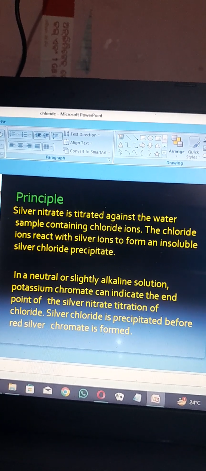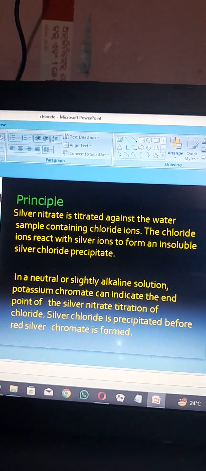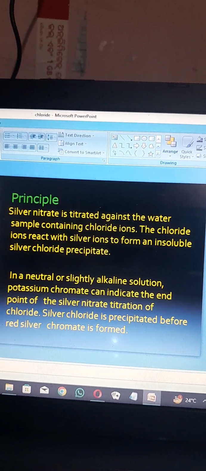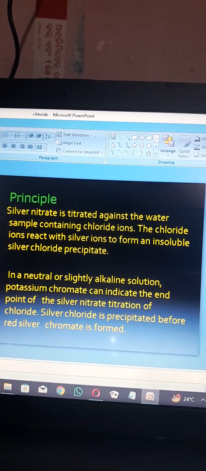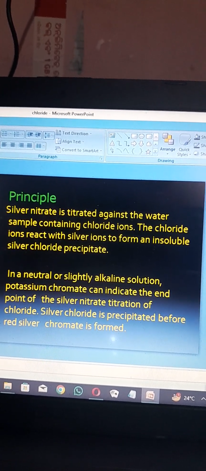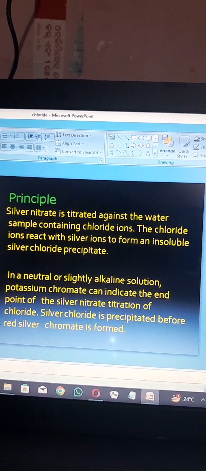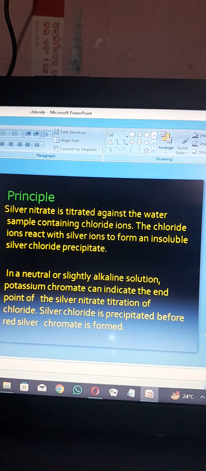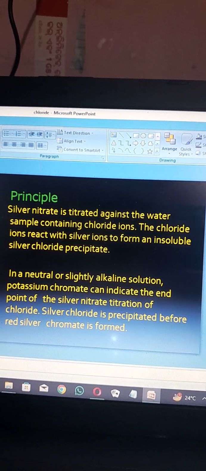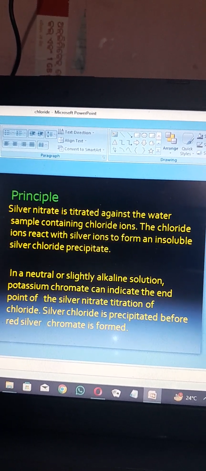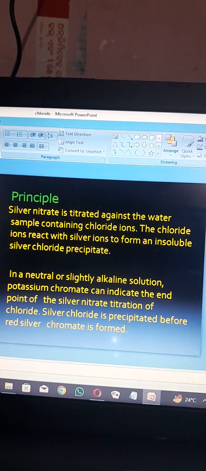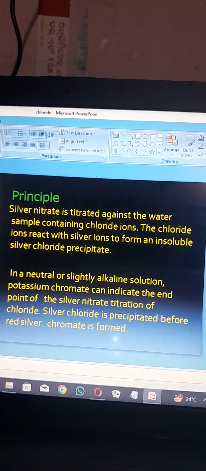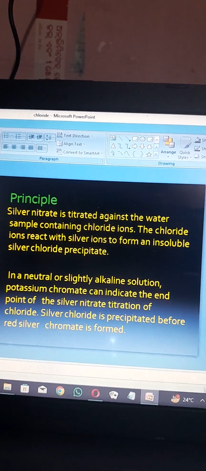Then comes its principle. When silver nitrate is titrated against the sample containing chloride ions, the chloride ion reacts with silver ion to form an insoluble silver chloride precipitate. In a neutral or slightly alkaline solution, potassium chromate can indicate the endpoint of the silver nitrate titration of chloride, which is precipitated before red silver chromate is formed.